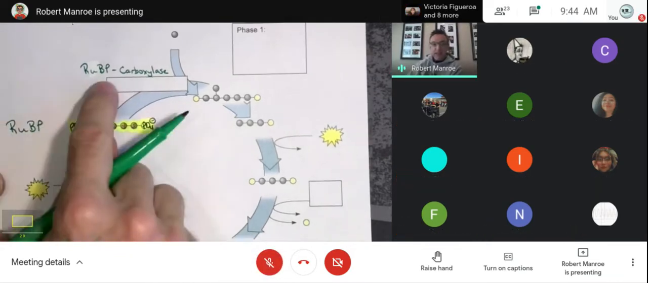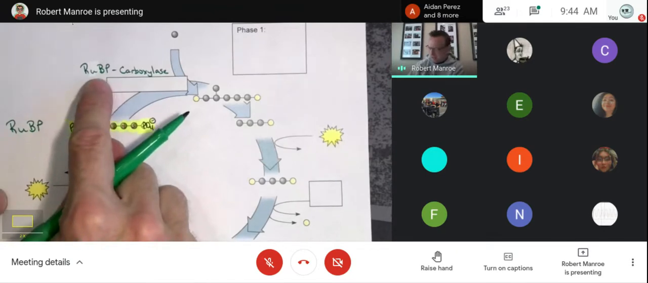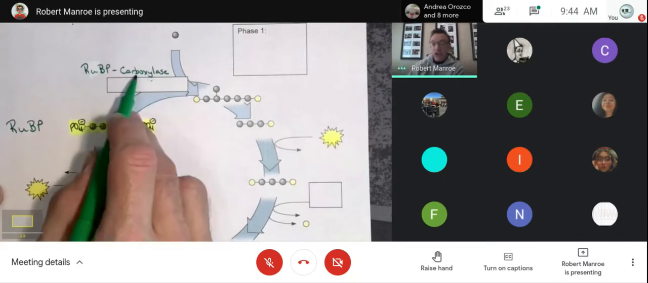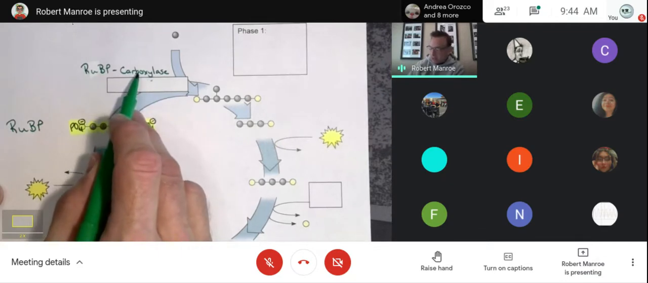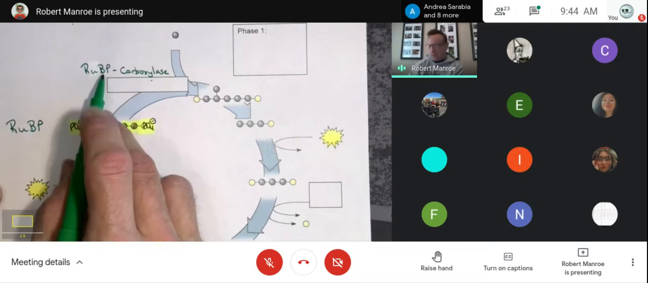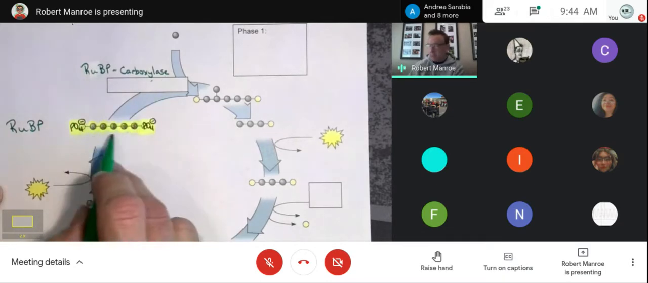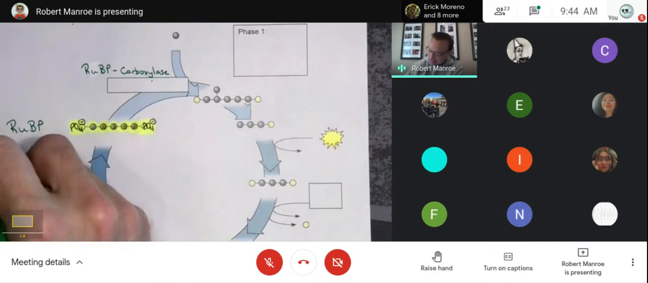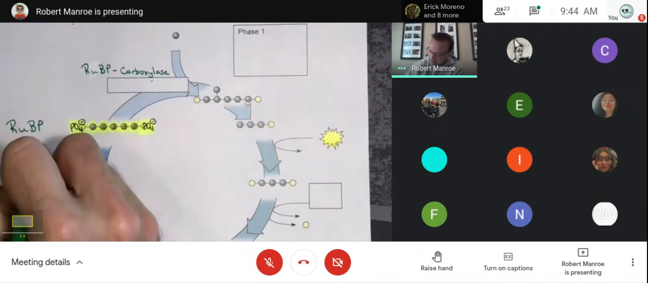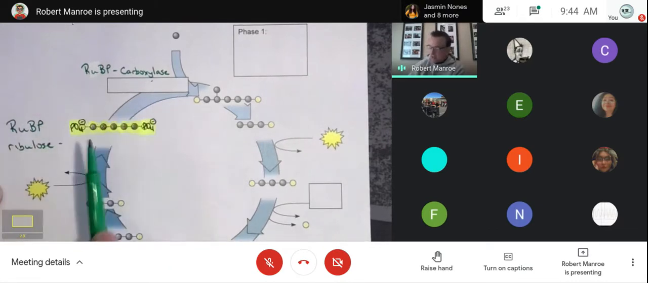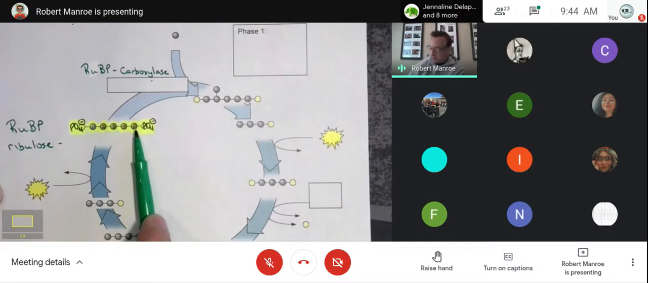So when you see the name of this enzyme and you go, what? RUBP carboxylase, why? Because this is the enzyme that carboxylizes, or adds carbon, bonds carbon to RUBP. What is RUBP? That's this 5-carbon compound here, and we call it RUBP. Now, technically, what is it? It's ribulose, which is a sugar, and then there's a phosphate on the 1st and 5th carbon.